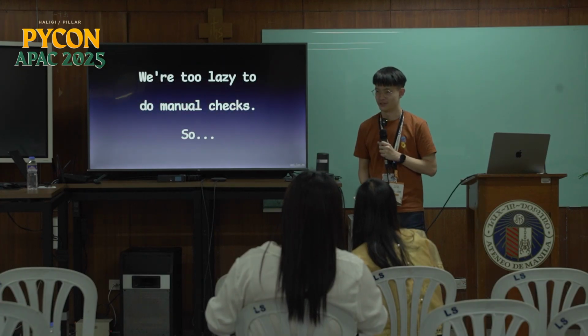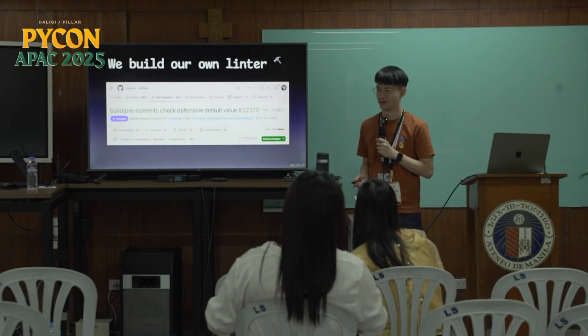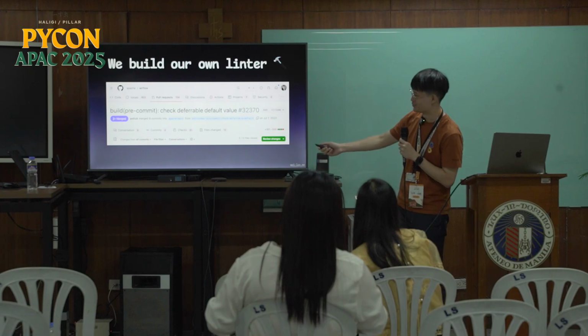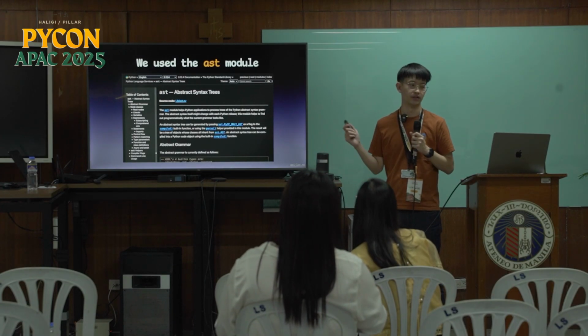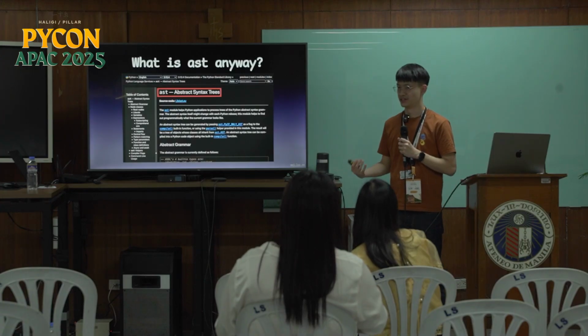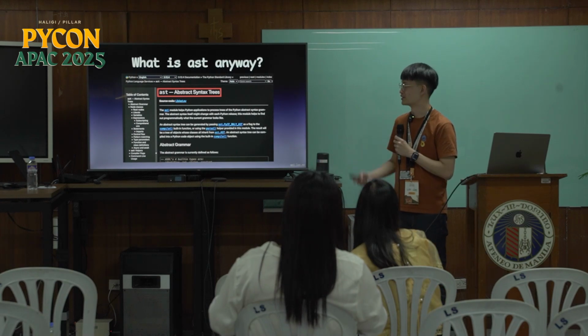So what can we do? We are just too lazy to do the manual check, so that's why we build our own linters. And that's the pull request I made back then. So we use the AST module. And what actually is AST? It stands for Abstract Syntax Tree, a way to represent your Python code.